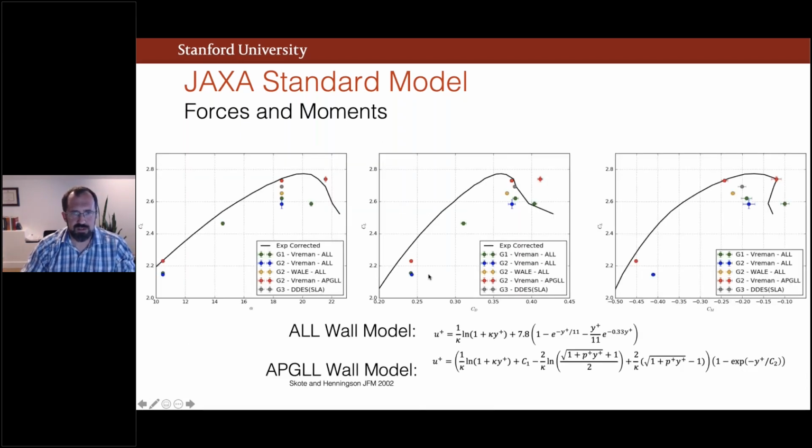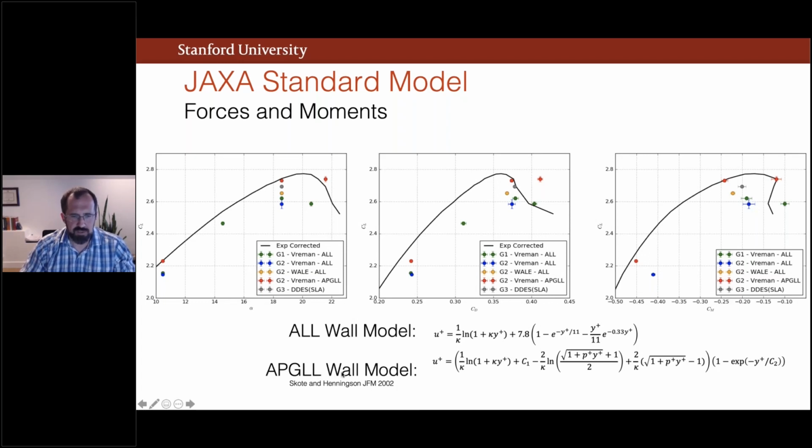Here are some of our results. You can see lift, moment, and drag coefficients plotted. I do want to address that in this case, Eduardo implemented a slightly modified algebraic wall model. This wall model was meant to include effects of adverse pressure gradient. It's called the adverse pressure gradient log law wall model.